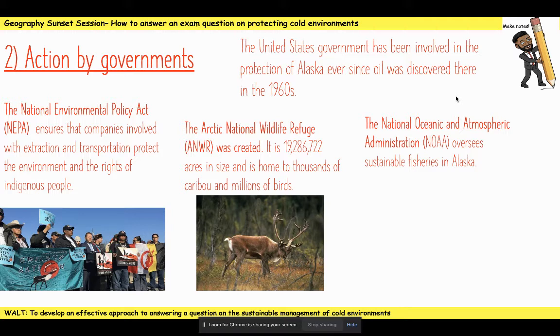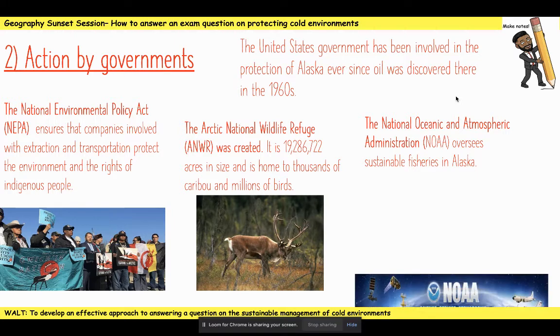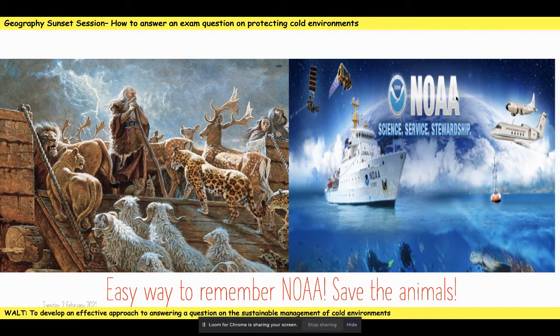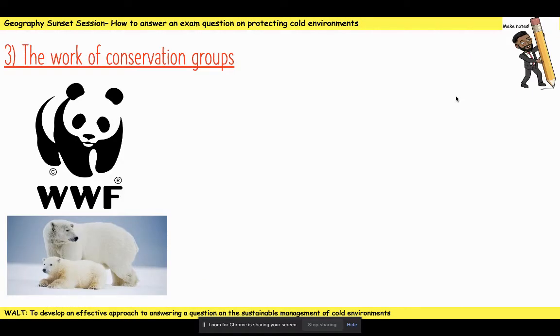And then finally, the National Oceanic and Atmospheric Administration. They oversee sustainable fisheries and the oceans around the Arctic Circle in North America. An easy way to remember one of those actions by governments: NOAA, just like the character in the Bible, save the animals.